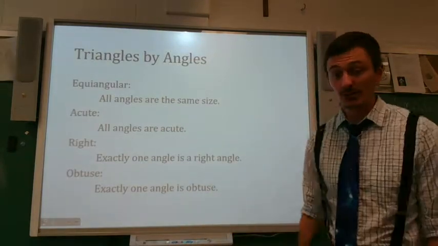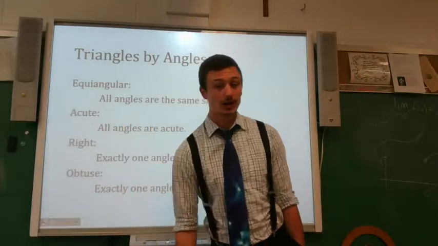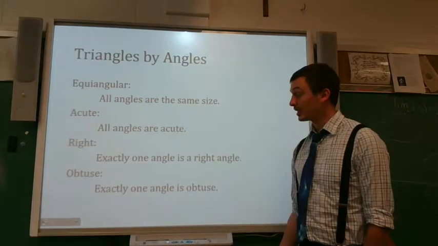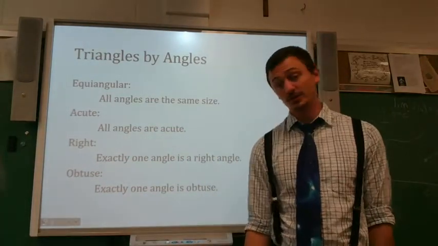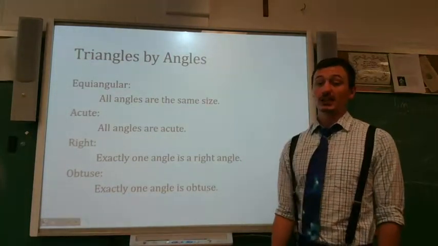There are four different ways to classify a triangle by its angles. You can have an equiangular triangle where all the angles are the same. You can have an acute triangle where all the angles are acute. You could have a right triangle where exactly one angle is a right angle. And you can have an obtuse triangle where exactly one angle is an obtuse angle.